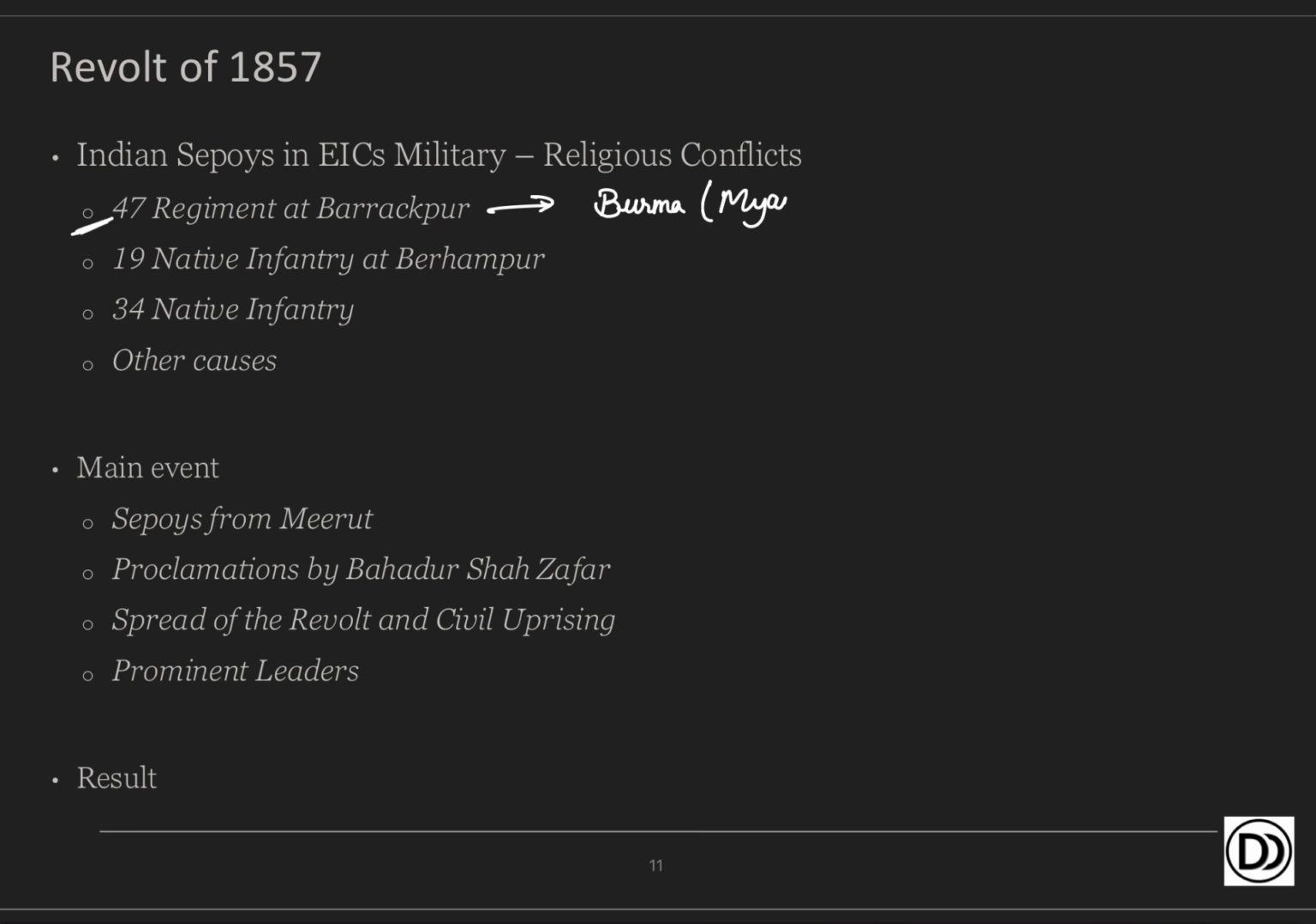Today it is called Myanmar. So they were ordered to go to Burma. Now there is a thing that to religious Hindus at that time, crossing of the sea meant loss of caste. They couldn't cross sea. So the Hindus were not supposed to cross the sea under their religious practices. The sepoys therefore refused to follow the orders. They refused to go to Burma. The whole Barakpur regiment was disbanded or they were dismissed from the service.